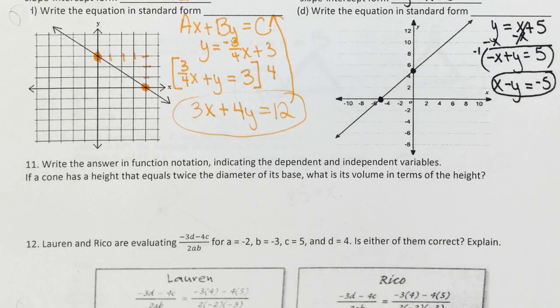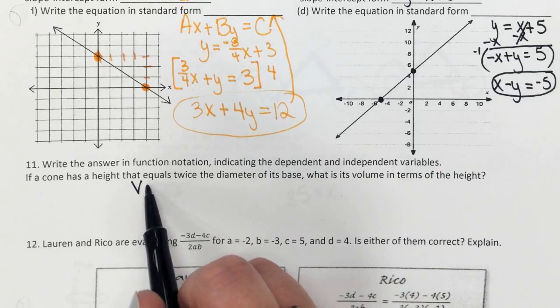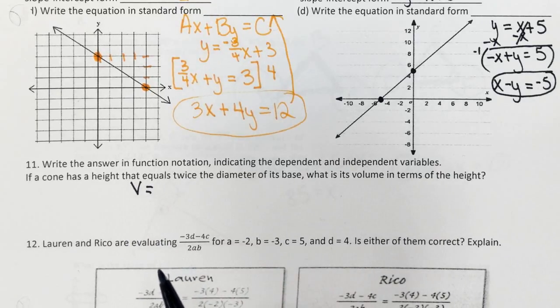Number 11. All right, on number 11, what's it say? The cone has a height. What's it say? If the cone has a height that equals twice the diameter of its base, what is its volume in terms of height? So what is the volume of a cone? Does anybody remember? Anybody remember some things that were in it?